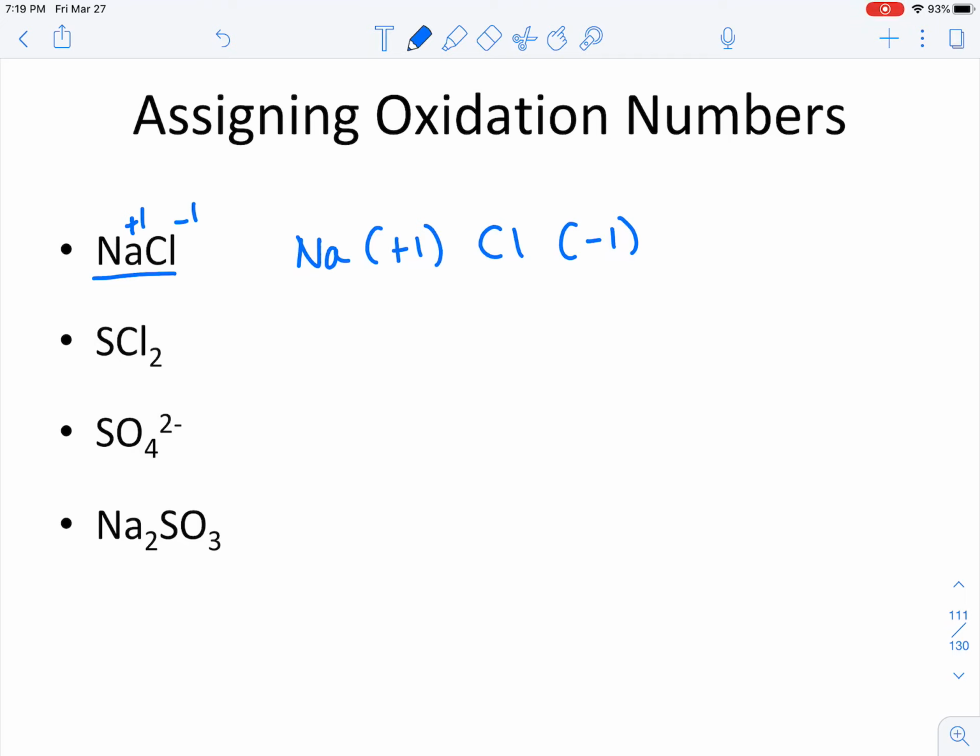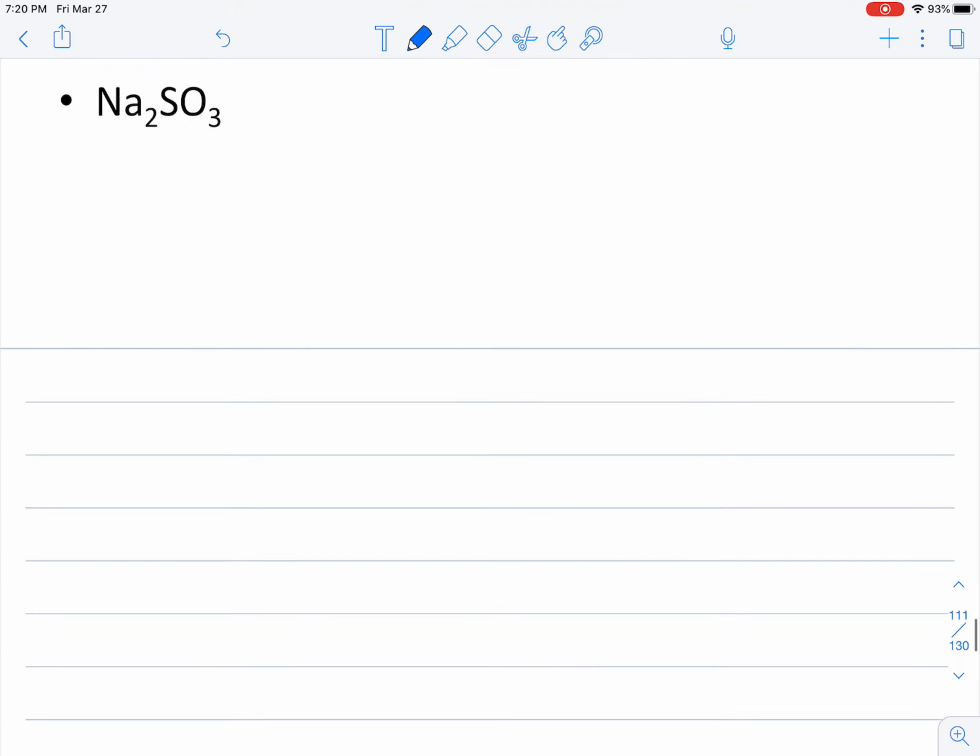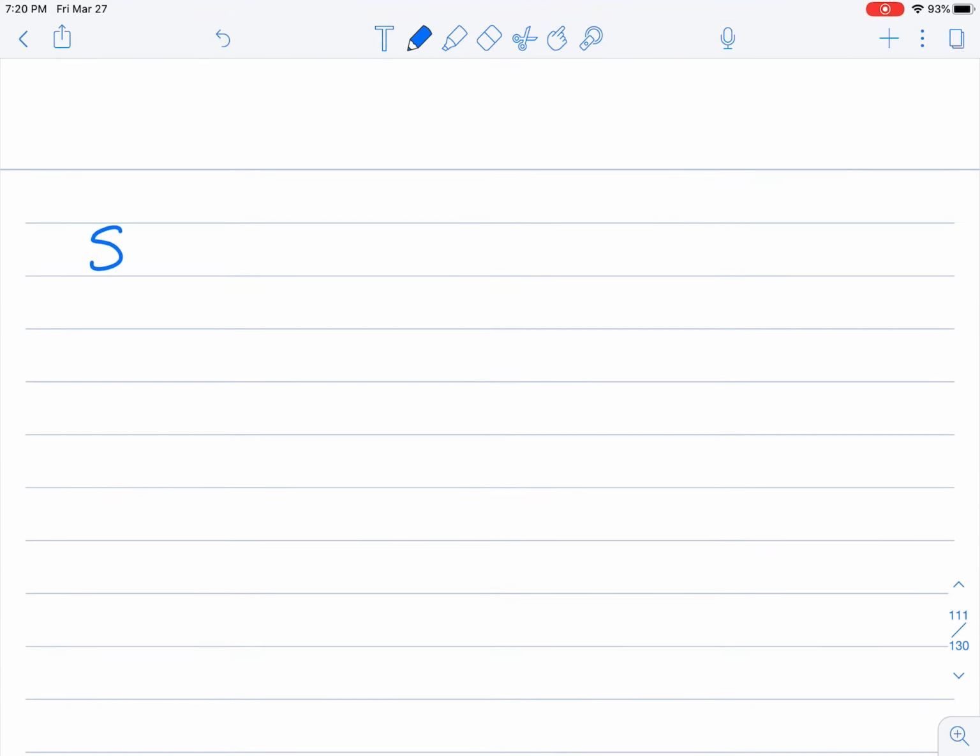Where things get a little tricky is when we have a molecule. So the one I just underlined here, SCl2, that is a molecule, and there technically aren't any charges, but that's okay. We're going to assign it charges because we've got to figure out where the electrons are going, and the only way we can do that is by assigning those oxidation numbers. So it's not a true charge. That one will be an oxidation number. So let's take a look at our SCl2. You might remember from our nomenclature days, that's sulfur dichloride.